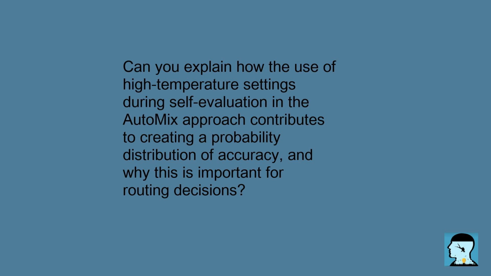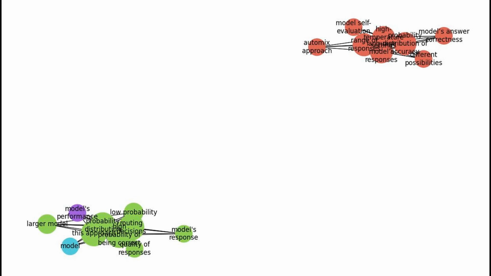So, can you explain how the use of high temperature settings during self-evaluation in the AutoMix approach contributes to creating a probability distribution of accuracy and why this is so important for routing decisions? Using high temperature settings during self-evaluation in the AutoMix approach is like turning up the heat when cooking to create a more flavorful dish. So when the temperature is high, the language model's responses become more varied and unpredictable, which allows it to explore different possibilities rather than just sticking to safe, expected answers. By asking the model to self-evaluate multiple times at this high temperature, it generates a range of responses. This variety really helps create a probability distribution of accuracy.